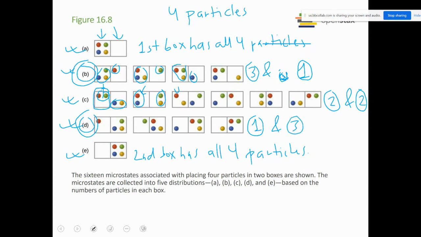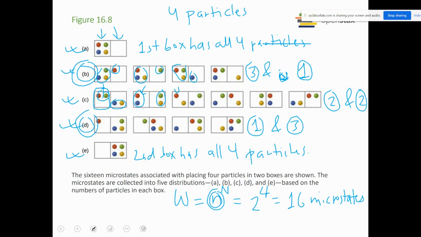All right. Now, let's find the number of microstates based on the formula that we used. The number of microstates that we found was n to the power n, where n is the number of boxes. How many boxes do we have? Two boxes. How many particles? Four particles. 2 to the power 4 is 16. That means 16 is the total number of microstates that I have for this.